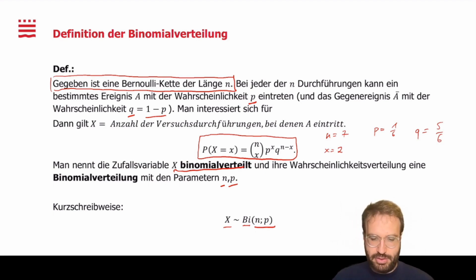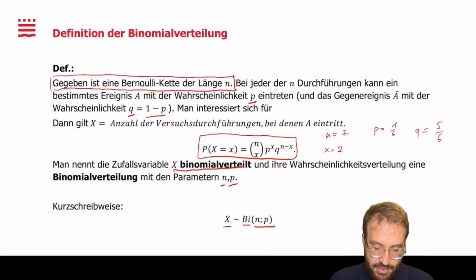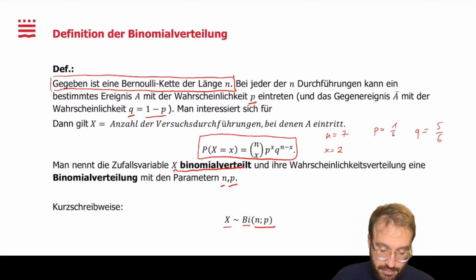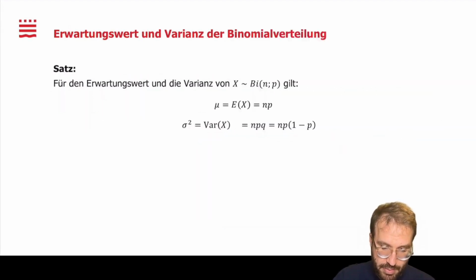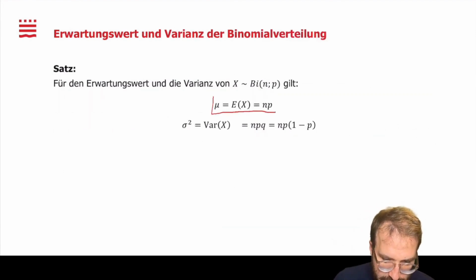And yes, it looks quite complicated again. Calculating these things can be tricky, and it would also be complicated to calculate the expected value and the variance. But actually these are quite easy to calculate. Here we see the formulas. Let's first take a look at the expected value. That's really simple. It's just n times p.